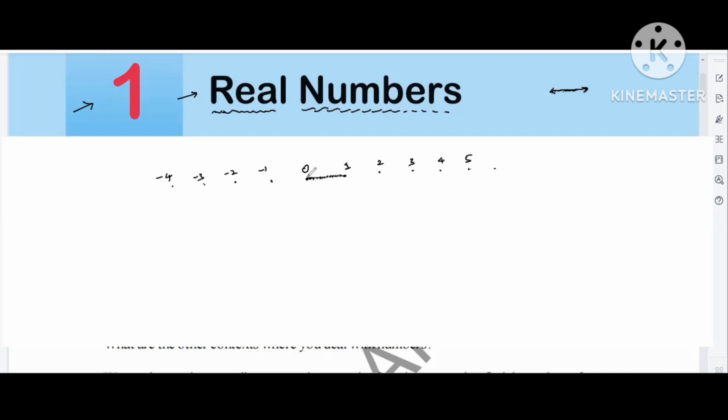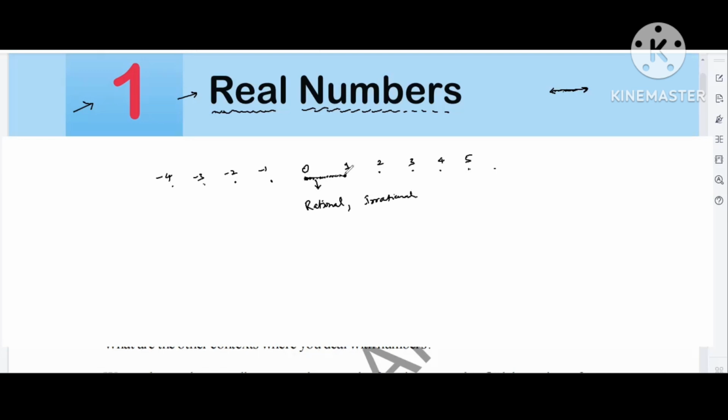Then how do you represent and name those numbers? After 0, what is the next number? If you consider integers, the next integer after 0 is only 1. But between 0 and 1, what will the numbers be? Those are rational numbers and irrational numbers.